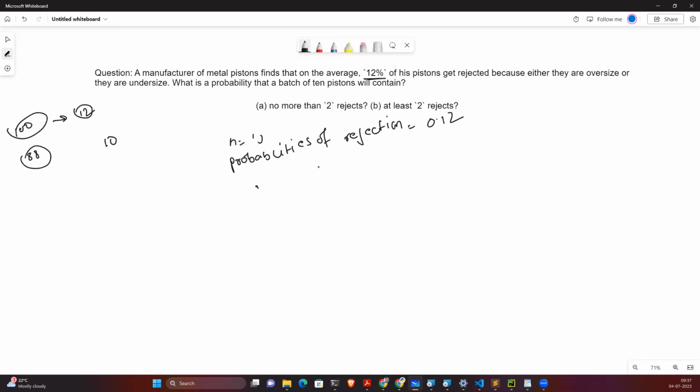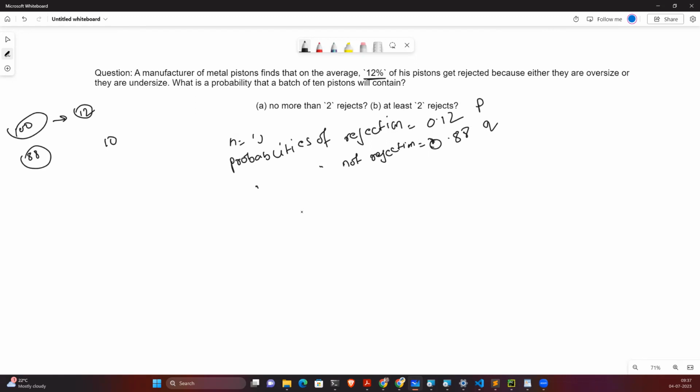Anybody? Not rejection. Anybody? Hello? Please answer. Out of 100, the probability of rejection is 12%. Exactly, 0.88. Very good, very good. Means we got the P, we got the Q. Understood? Now the question is more than 2 rejection.